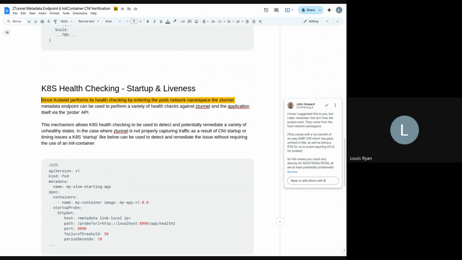Yeah, and then there's another question mark. If we're going to provide an init container binary to do this, a suggestion was to just put the feature in the ztunnel, or a kind of specialized build of ztunnel, like ztunnel check. And there's a little bit of a discussion of that in the doc. John, do you have anything to add on this one? Nope.